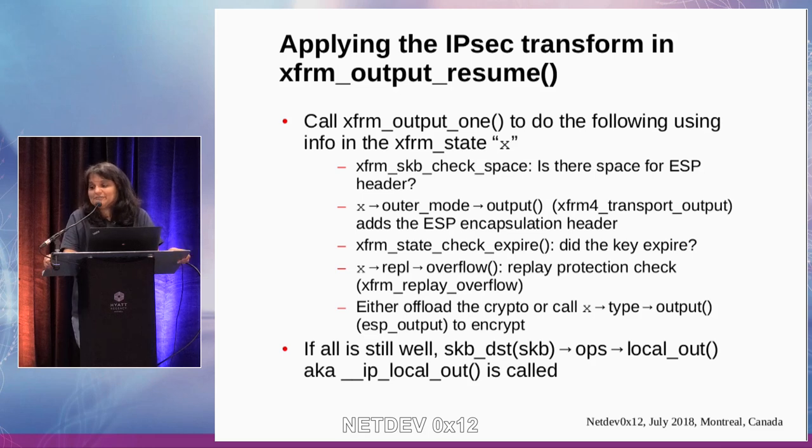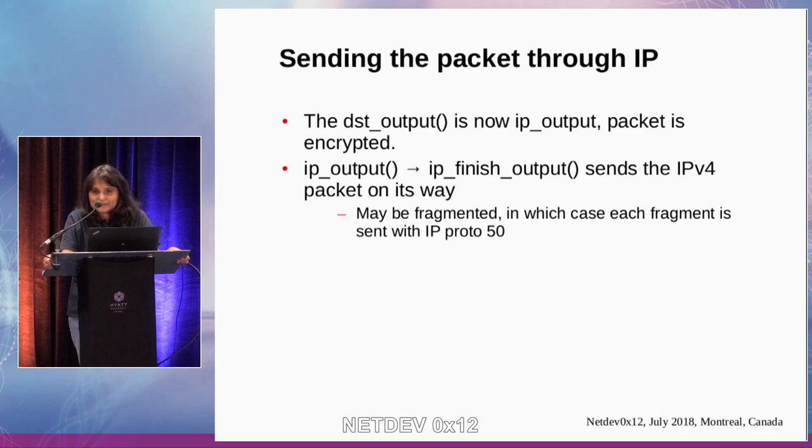So now if there were no errors so far, we then jump off to IP local out so that IP can then take our encrypted packet and send it out. So at this point, if fragmentation is applicable, it will break it down into MTU-sized IP packets. Each fragment will have the IP protocol set to be 50, and it will go out on the wire. So that's the TX side.